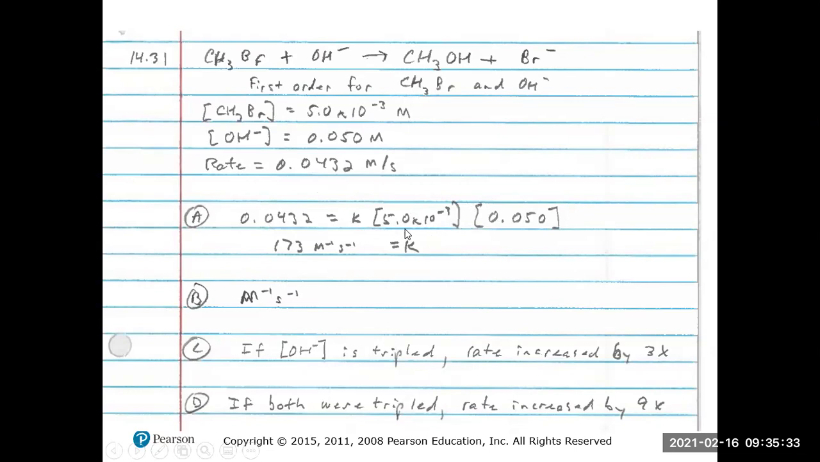The methyl bromide concentration is 5 × 10⁻³. Both of the reactants are first order, so we don't have any exponent on that concentration. It's just 1. The hydroxide concentration is 0.050, and once again, because it's first order, that exponent is 1 as well. If we set it up correctly, it's just a matter of solving for k, our rate constant.